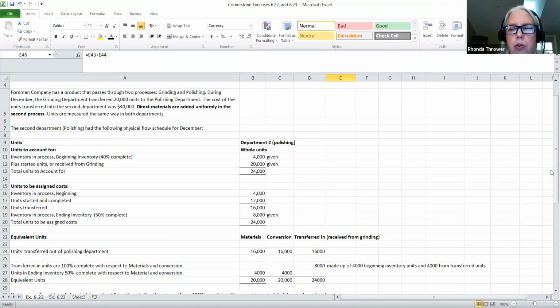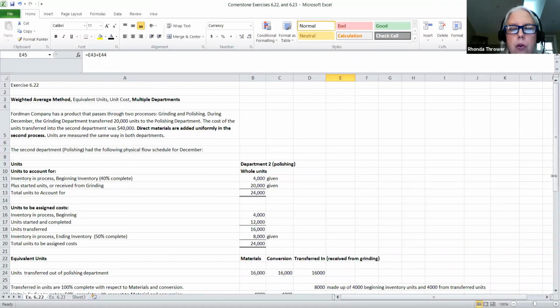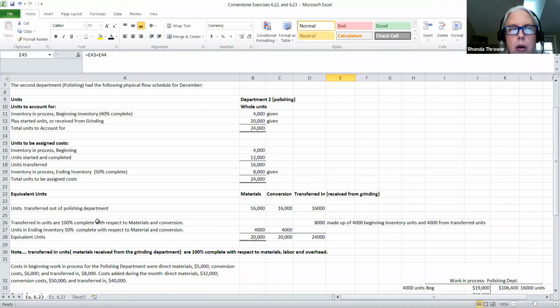Now remember, we're calculating equivalent units for this problem using the weighted average method. So in the weighted average method, we totally disregard our beginning inventory units when we're calculating our equivalent units. To calculate the equivalent units, what we need to know is what we've transferred out of the polishing department. And that was the 16,000 that we found by subtracting 8,000 from 24,000. This 16,000 is what you're transferring out of the polishing department to the next process, or it could be finished goods. They didn't really tell us which one it was, but this is what we're transferring out.